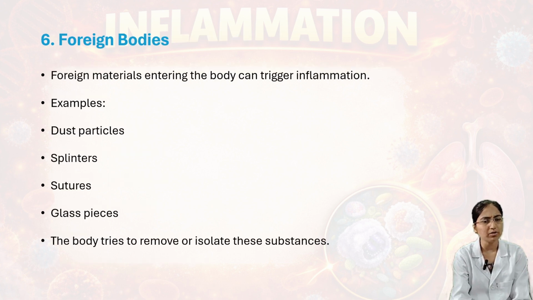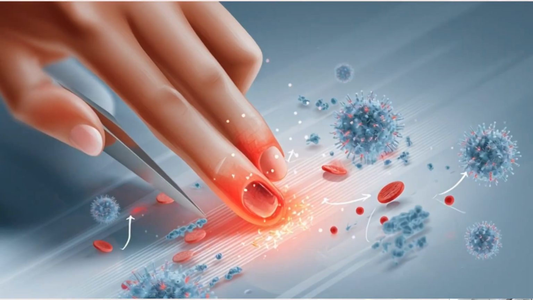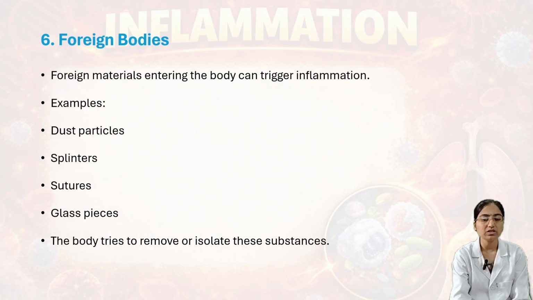Next we'll see foreign bodies. Here, foreign materials entering the body can trigger inflammation. For example, dust particles, splinters, sutures, glass pieces. The body tries to remove or isolate these substances. This is regarding foreign bodies.